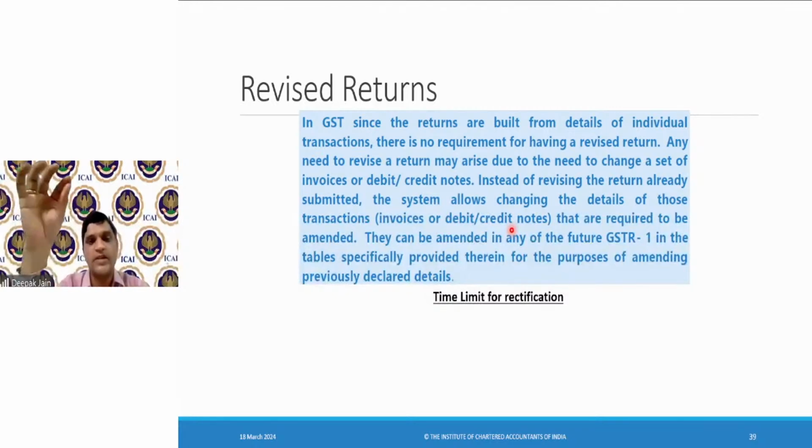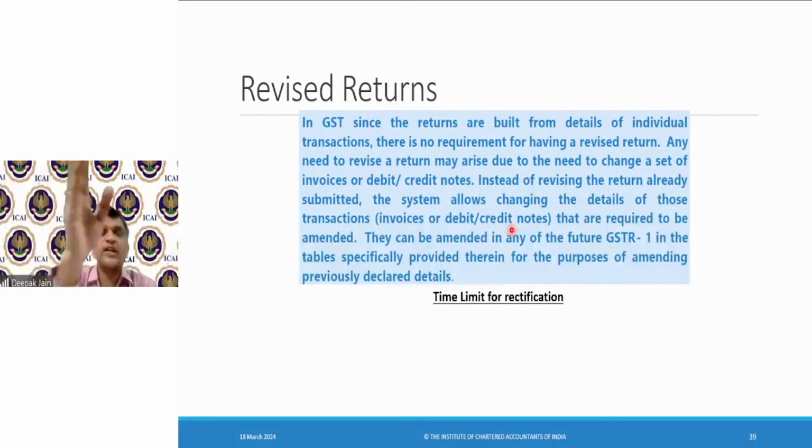So the amendment itself is equivalent to a revision. You don't have a special revised return as such. So any correction in the invoice number can be done through an amendment in the subsequent month's return.